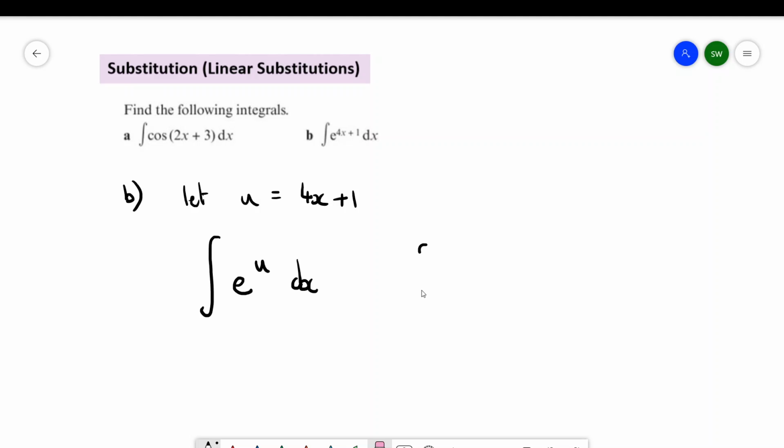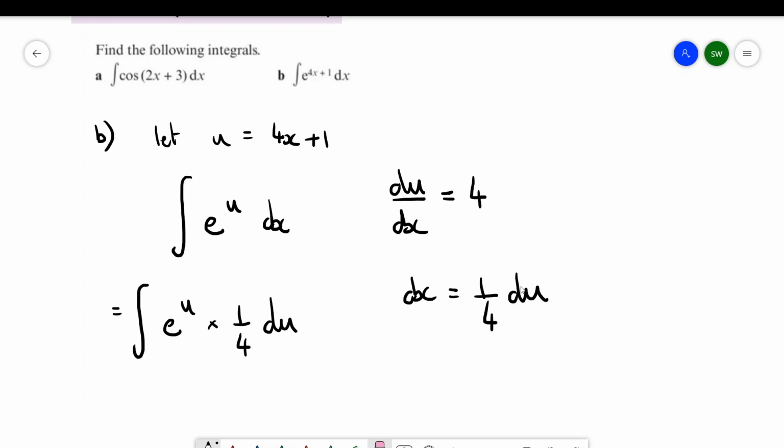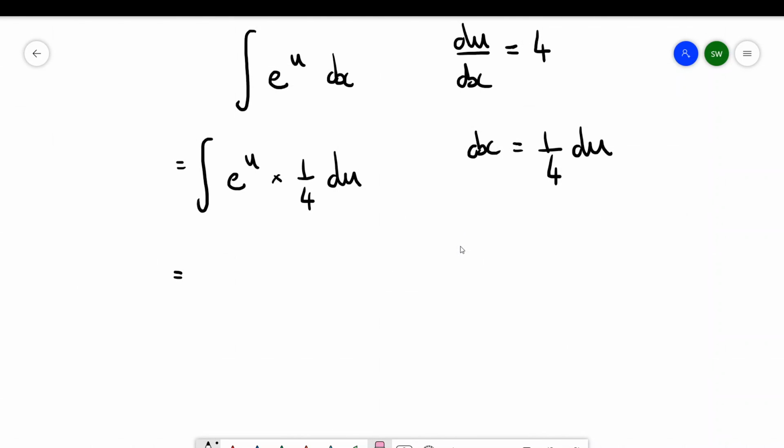So we're going to have to work out du by dx. Du by dx in this case is 4. And then we're going to rearrange this to get dx the subject. So dx is equal to a quarter du. The reason why we've done that is because now we can replace dx with a quarter du, and our integral is just in terms of u. So you don't need to, but you can take a quarter as a factor out of the integral, and we're just going to end up with the integral of e to the u with respect to u.